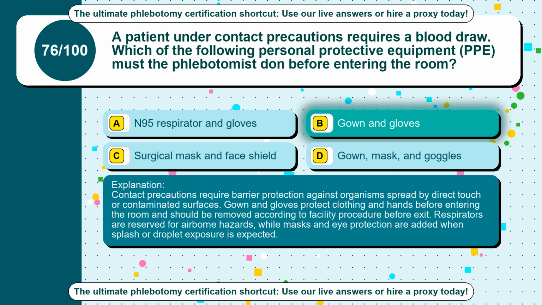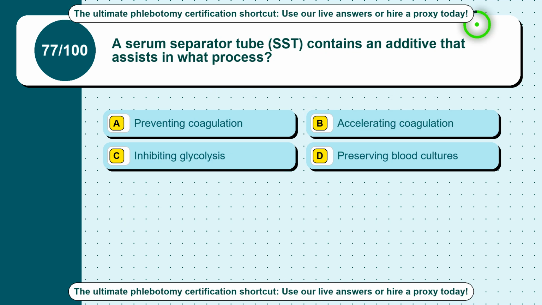Question 77. A serum separator tube, SST, contains an additive that assists in what process?